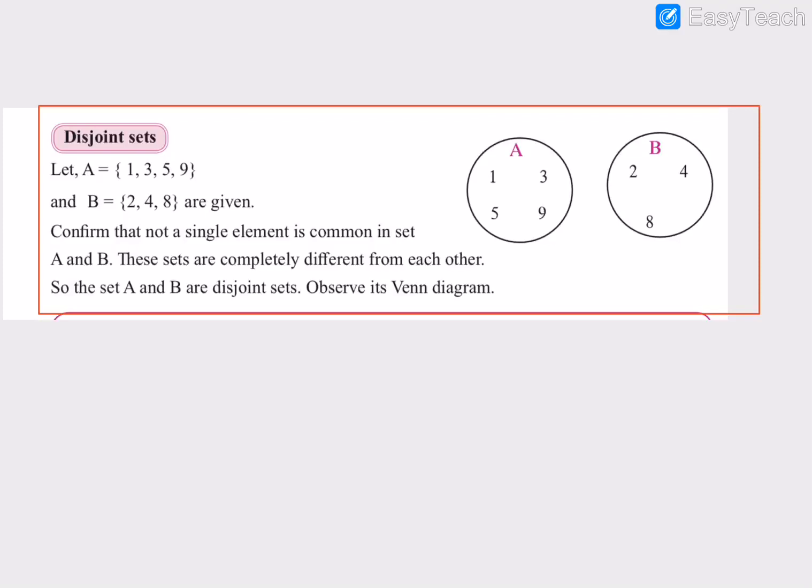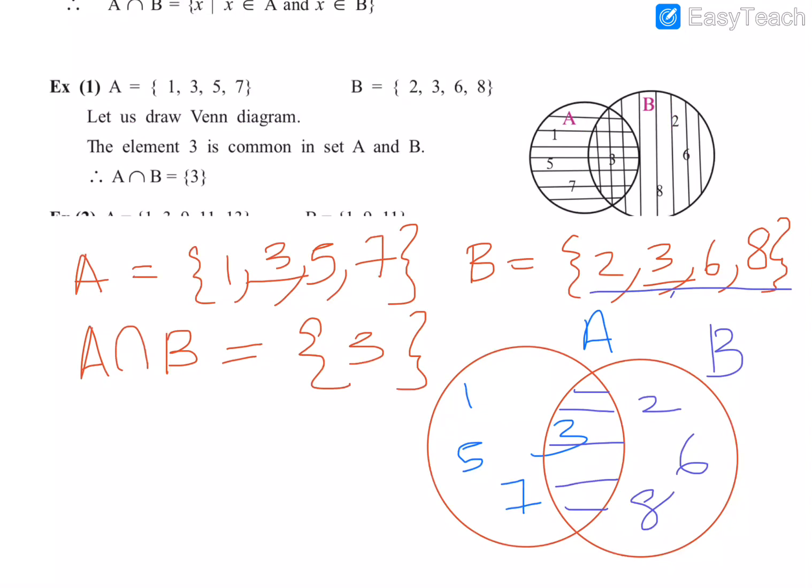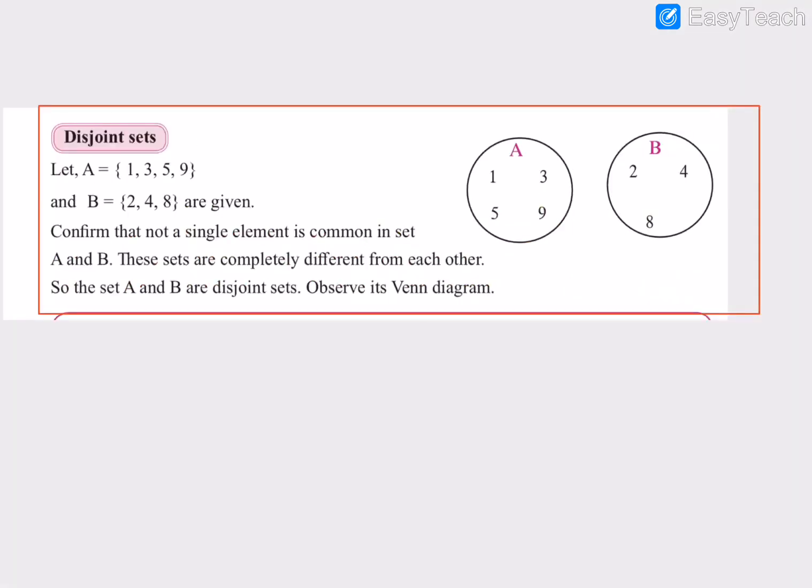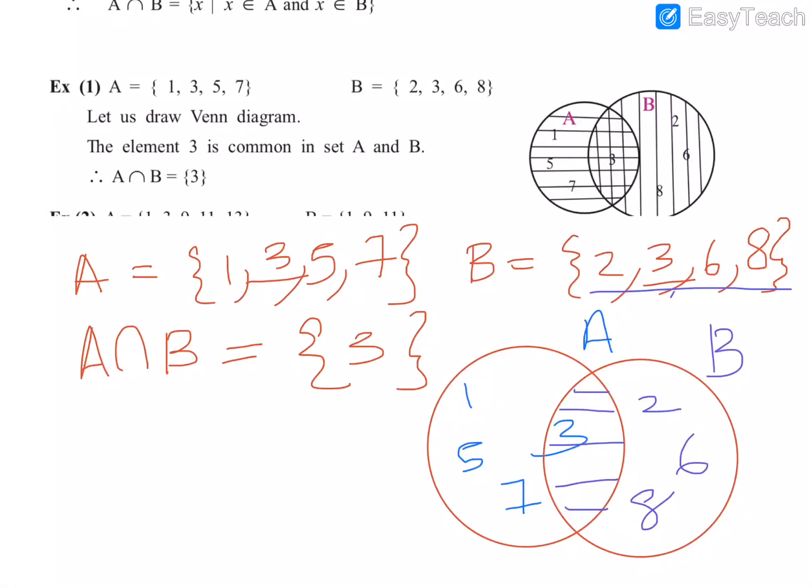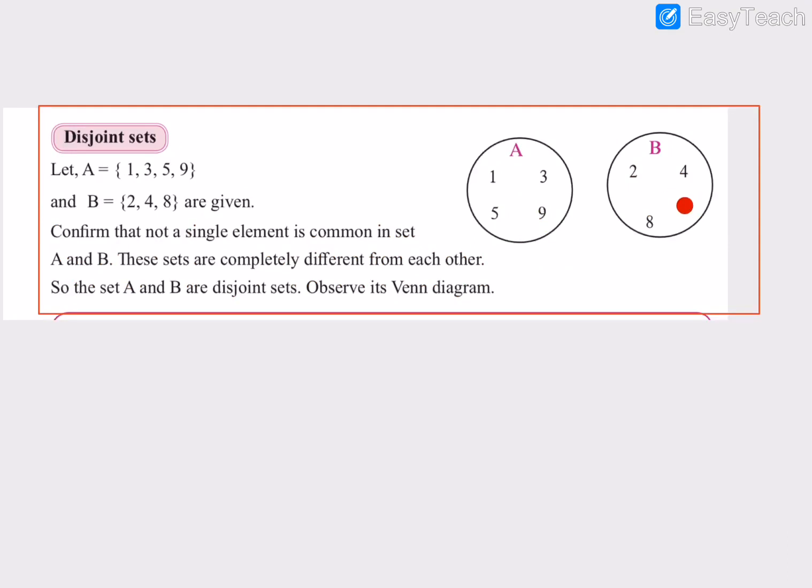So now the next topic is disjoint sets. Disjoint sets means two sets which don't have any element in common. We have seen intersection: what is the intersection of two sets? They have elements in common. See in this A intersection B, they have 3 in common. But in disjoint sets, they don't have any elements in common.